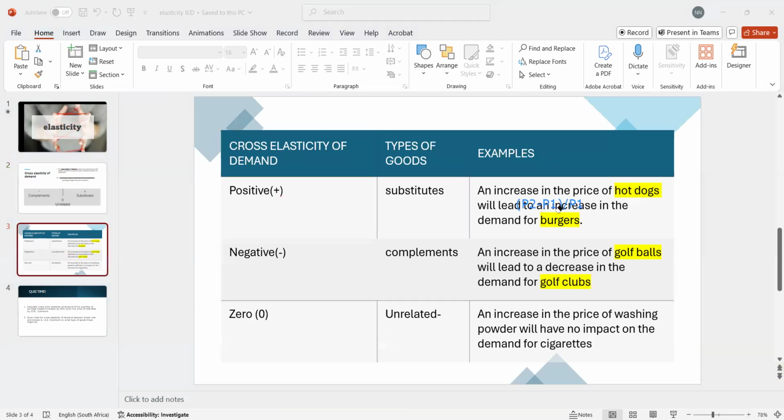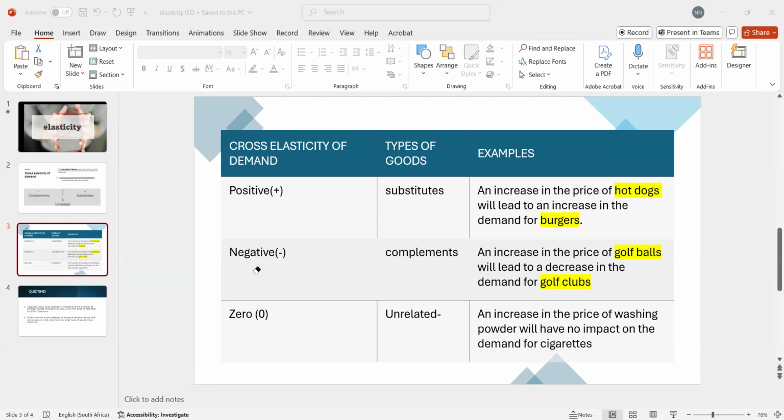remove this. Basically they're saying the same thing I said on the previous slide, but now with some examples. If your cross elasticity of demand is positive, those goods are substitute goods. An example is a hot dog and a burger. If you want to buy a hot dog and you don't find it, you can buy a burger. Same as my example, BB and Albany: if you don't find Albany, you buy BB.